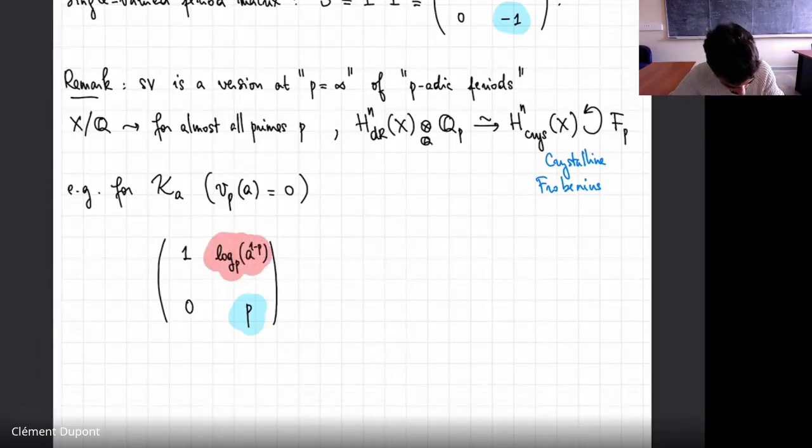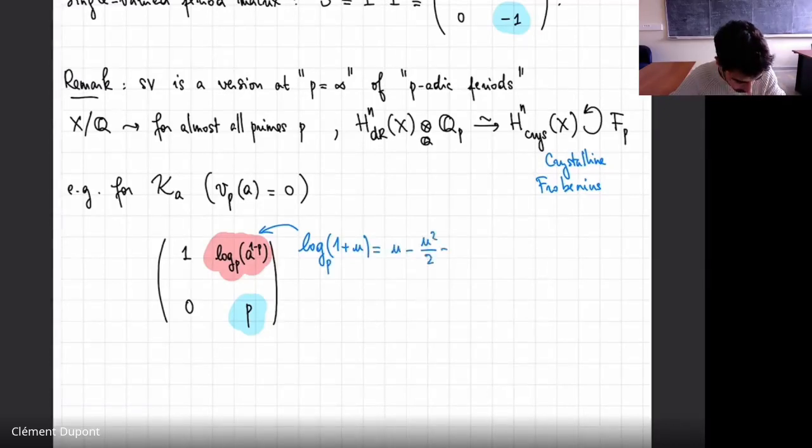If you don't know what the p-adic log is, it's just the usual thing on the unit disk centered at 1. So log of 1 plus u is u minus u squared over 2 plus u cubed over 3 and so on, for u strictly smaller than 1 in the p-adic norm. Okay? All right. More questions, maybe?